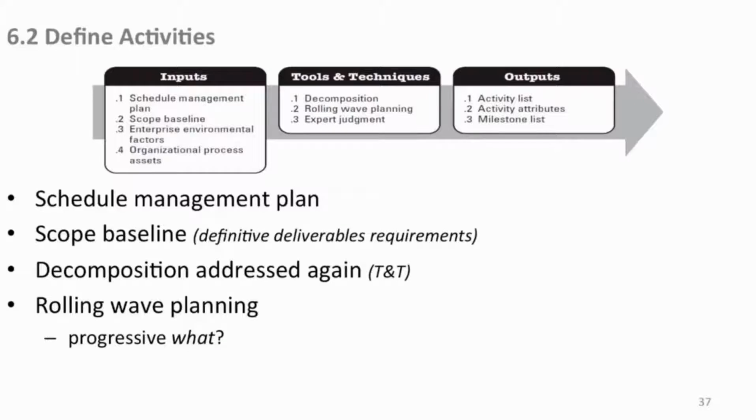So scope baseline, deliverable requirements, definitive. Decomposition is addressed again. Remember, that's how we broke it down. We may need to do that again and review that to make sure that what we're doing in our schedule really reflects what has to be done to the right level.